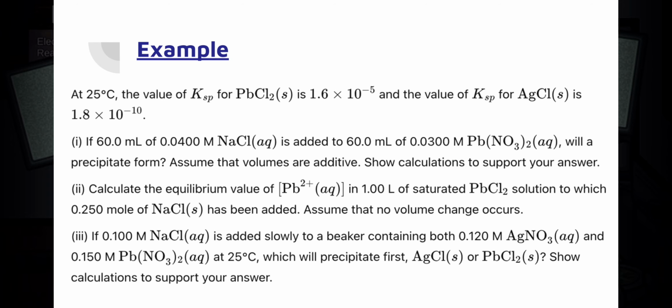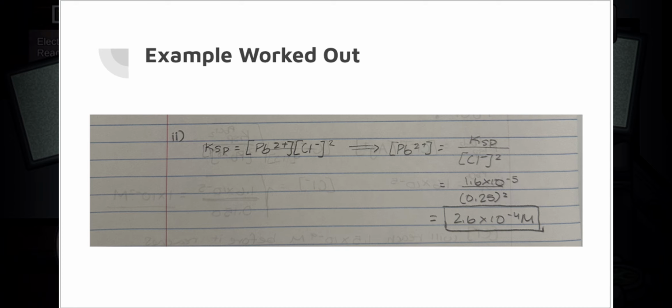And on to part 2, which asks: calculate the equilibrium value of Pb2 plus in 1 liter of saturated PbCl2 solution, to which 0.250 mole of NaCl has been added. Assume that no volume change occurs. So since we already know the Ksp and its formula, we can manipulate the equation to find the Pb2 plus concentration. Since Cl is present in a 2-to-1 ratio in PbCl2, we need to square it in the Ksp expression. Manipulating the equation, we get 1.6 times 10 to the negative 5 over 0.250 moles of Cl, because Cl is in a 1-to-1 ratio with NaCl, and then we square it for the PbCl2 formula. Doing this, we find that the Pb2 plus concentration is 2.6 times 10 to the negative 4 molarity.